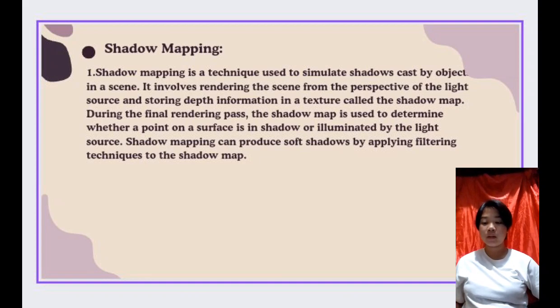Shadow mapping. Shadow mapping is a technique used to simulate shadows cast by objects in a scene. It involves rendering the scene from the perspective of the light source and storing depth information in a texture called the shadow map. During the final rendering pass, the shadow map is used to determine whether a point on a surface is in shadow or illuminated by the light source. Shadow mapping can produce soft shadows by applying filtering techniques to the shadow map.